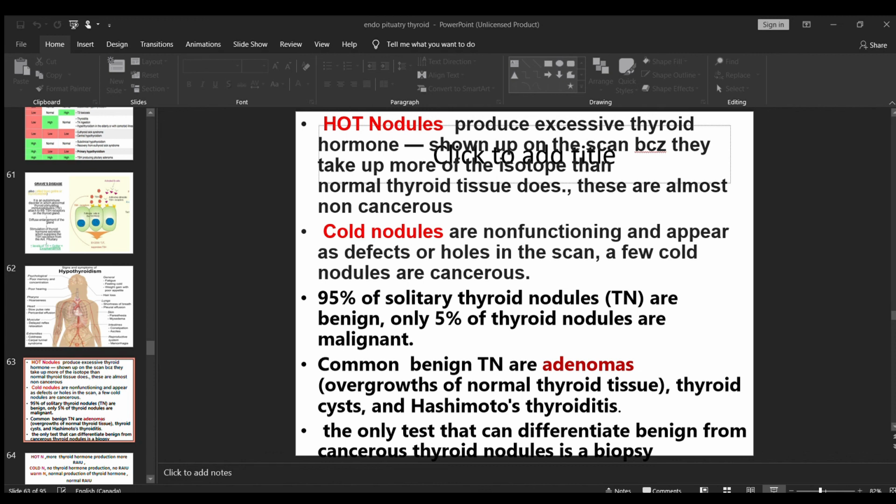Then we move to the cold nodule. Hot nodule is hyper-functioning, with excessive thyroid hormone production. Cold nodule is non-functioning and appears as defects or holes in the scan. A few cold nodules are cancerous. 95% of the solitary thyroid nodules are benign. Only 5% of thyroid nodules are malignant. Common benign thyroid nodules are the adenomas, which are overgrowth of the normal thyroid tissue. Thyroid cysts are also there, and Hashimoto thyroiditis may be there. The only test that can differentiate between benign and cancerous is a biopsy.